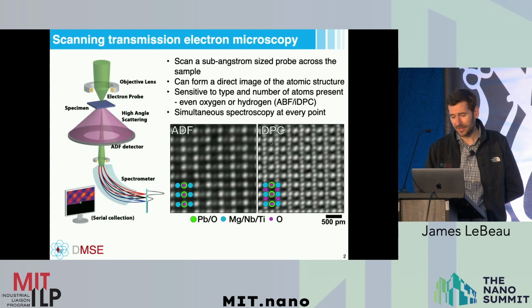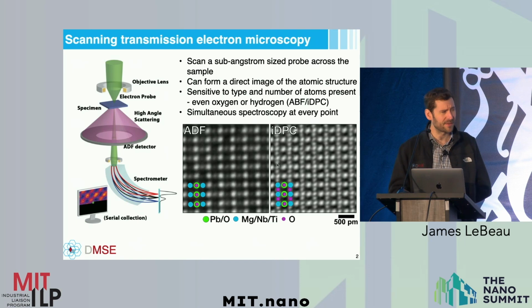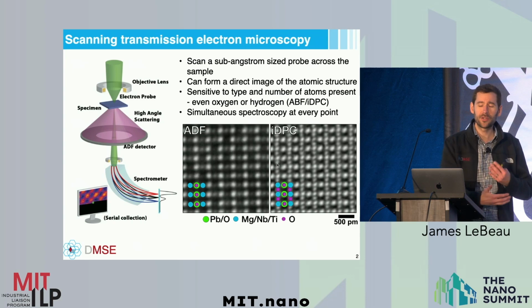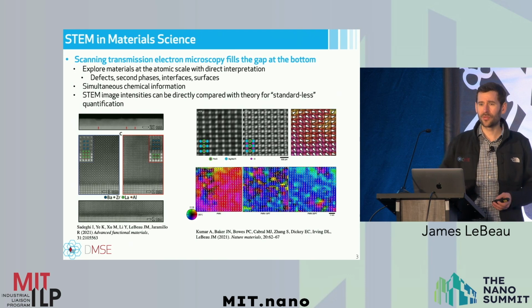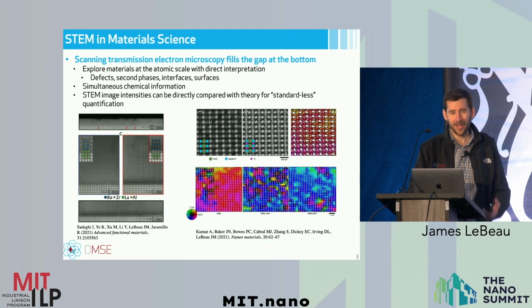And so these images are sensitive to the types and number of atoms present, but they're projections of the crystal structure. We're only getting two-dimensional information from these data sets. And even so, STEM plays a really critical role in material science, understanding materials. It allows us to directly explore materials at the atomic scale with direct interpretability. Those bright blobs, those are where atoms are in the structure.